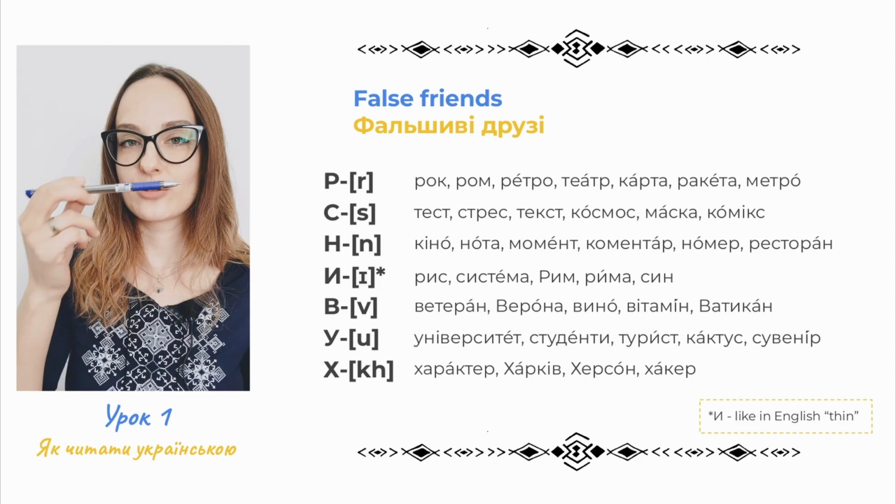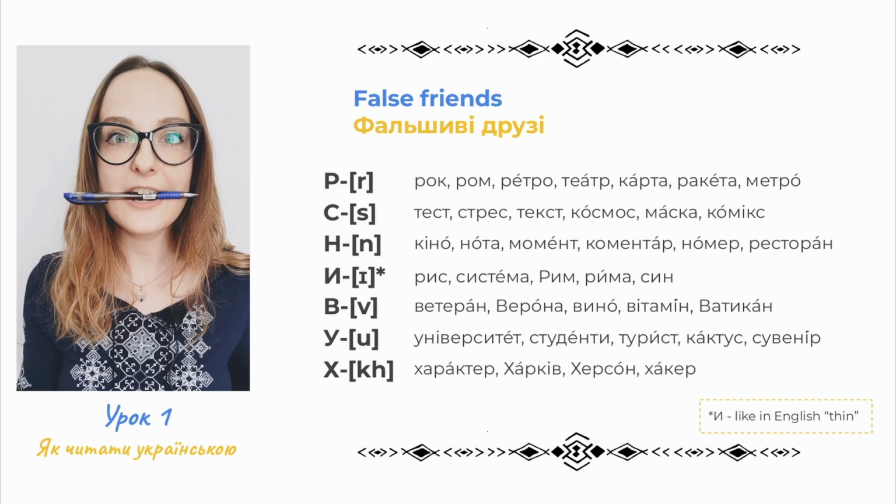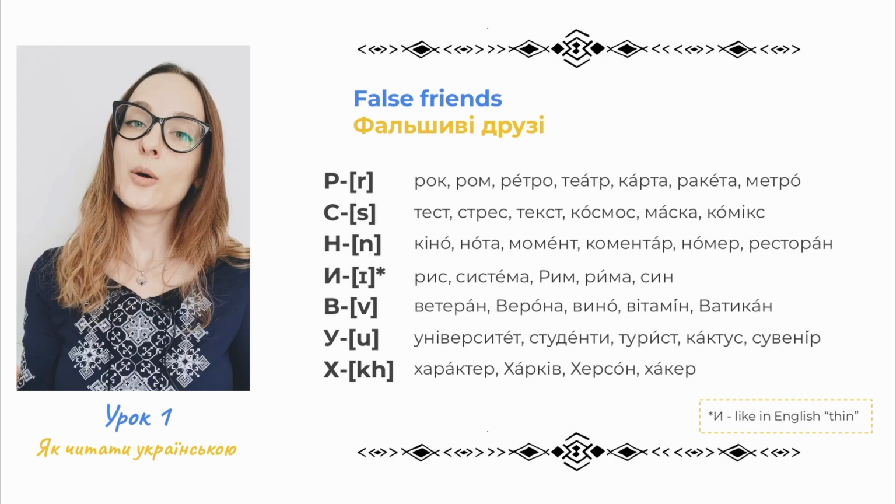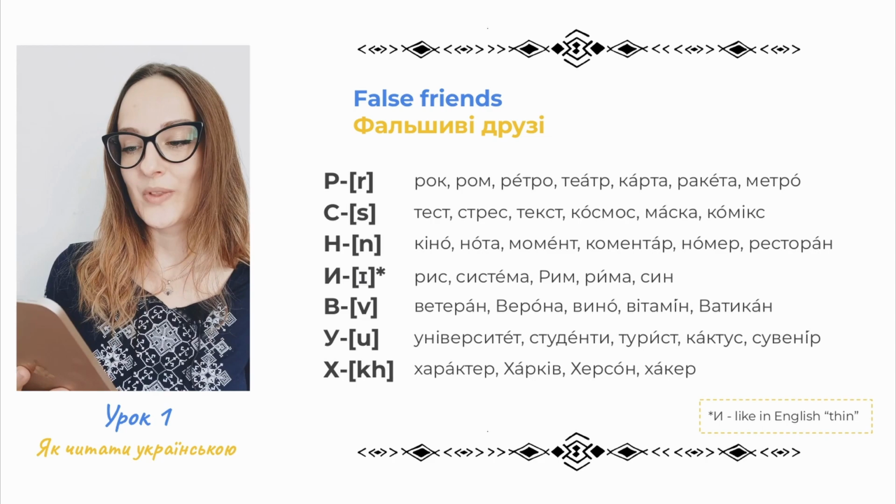E, E, E. This way you will learn how to say Ukrainian E. You need to practice, of course, separately, then in syllables, then in words, but you will manage to do it quite soon, I promise you. Just try. So, let's read the words with this sound.